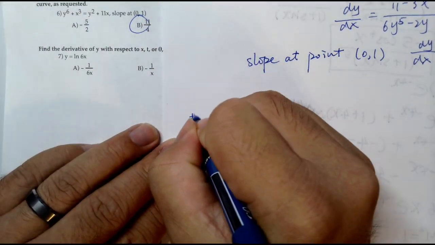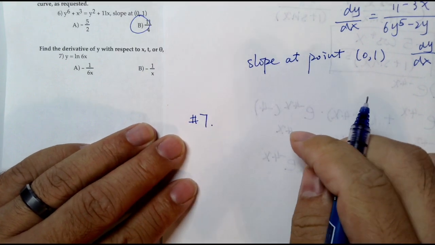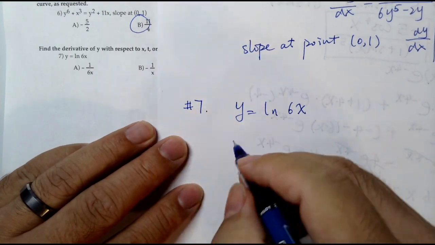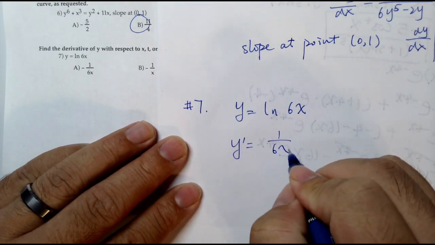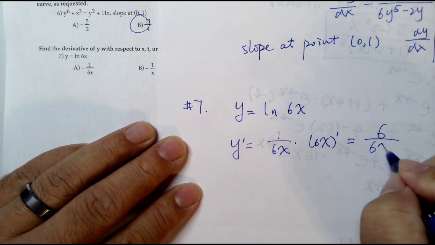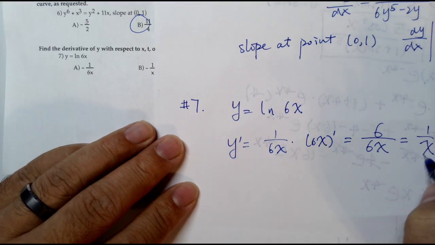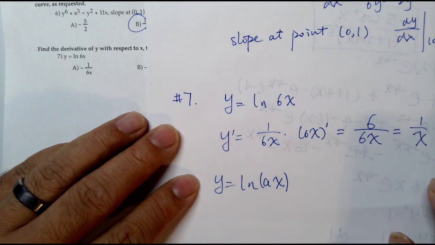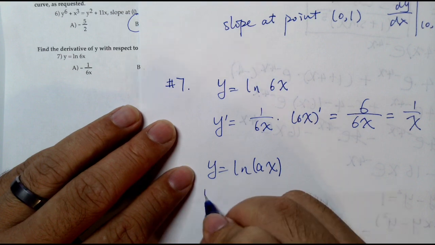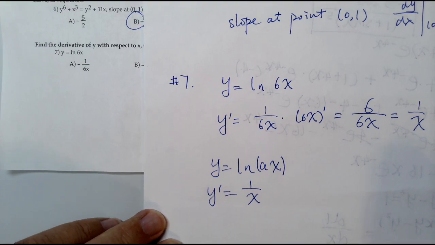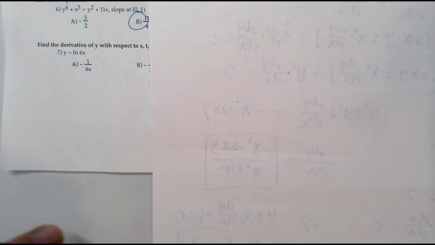Number 7. Number 7 should be easy. So find the derivative, right, with respect to x. So y equals ln of 6x, right? So for this, the derivative is 1 over 6x times the derivative of 6x. So it gives us 6 over 6x. That is 1 over x. In fact, guys, y equals ln of ax, the derivative is always 1 over x. Okay? You can verify that part.